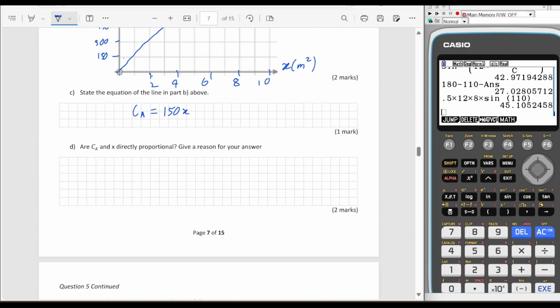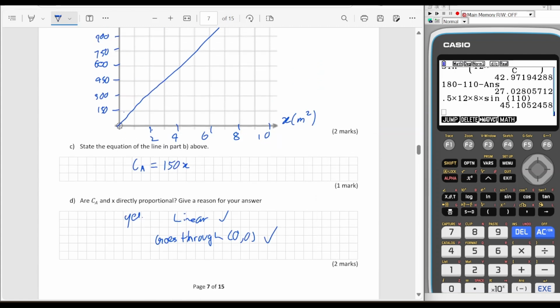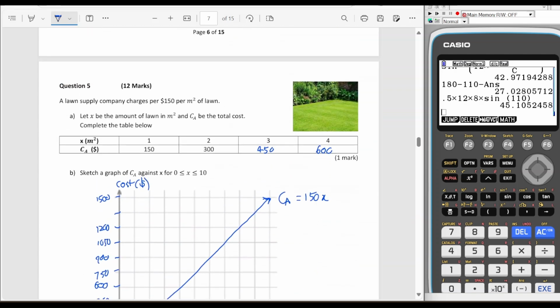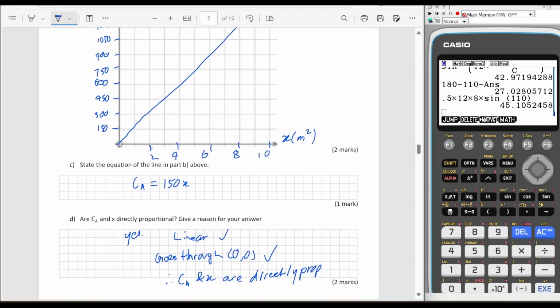Okay, are CA and X directly proportional? Yes. So to be directly proportional, it needs to be linear, which it is, and it goes through the origin. So yes, it does. Therefore, CA and X are directly proportional. The other thing you can do, so there's two ways to tell. On the table, if we divide those two, then you'll get the same number each time. You'll always get 150. And the equation looks like essentially the form y is mx. So that's what directly proportional looks like.